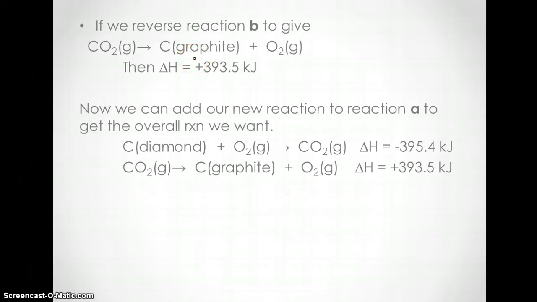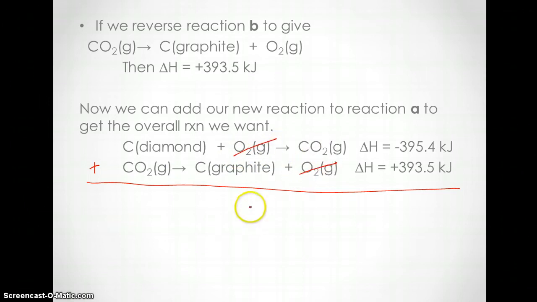Now that we have a new reaction B with graphite as a product, we can add reaction A to reaction B and look what happens. When we add these together, we have diamond plus O2 yields CO2, and CO2 yields graphite plus O2. O2 shows up on both sides of the arrow, so when they add together, they get canceled out, just like you do in math when you add equations together. CO2 also is on both sides of the arrow, so it can get canceled out. So our overall reaction that we end up with is carbon, diamond, yields carbon, graphite.